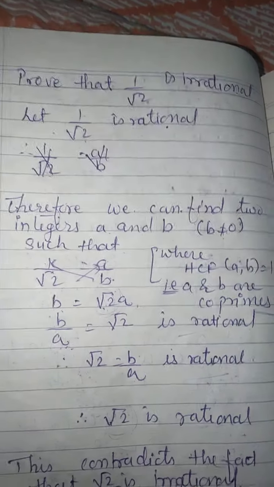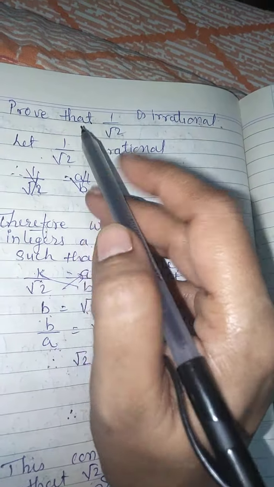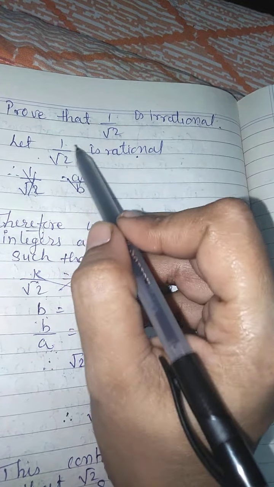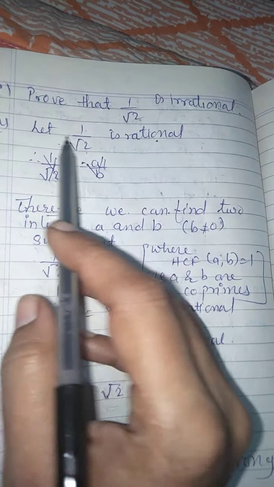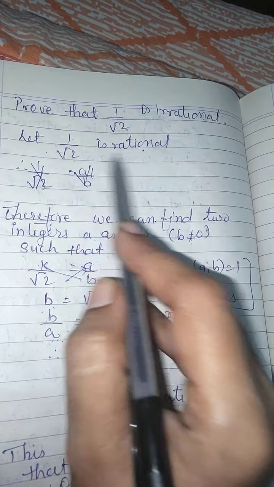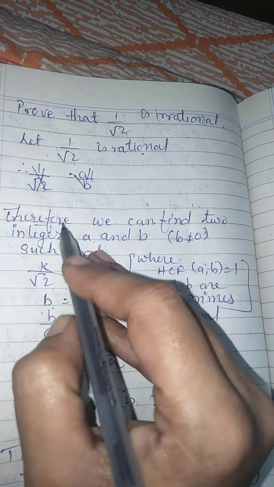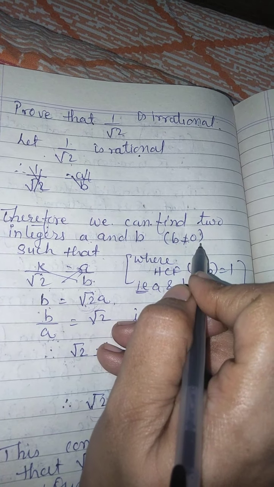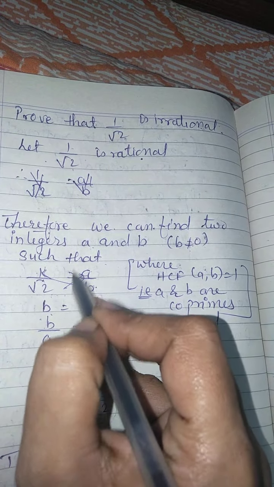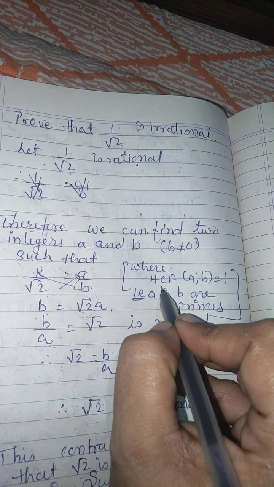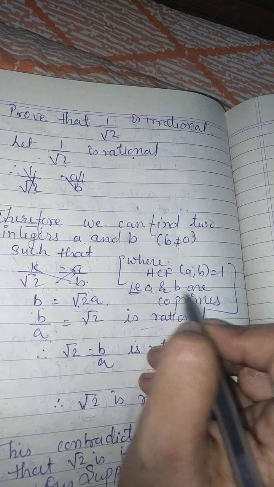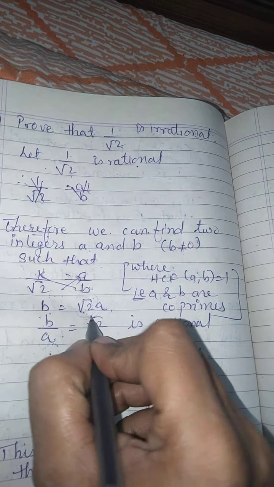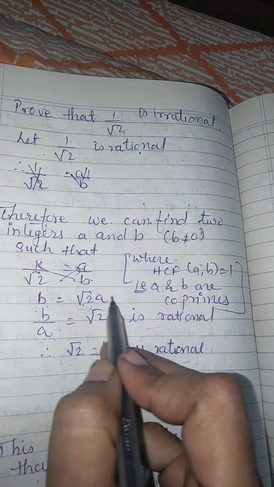Okay, let us move to example number 3, sum number 1. It is a bit different, so we will do it. Prove that 1 upon root 2 is irrational. So we will do it the same way. We will suppose that 1 upon root 2 is rational. So then we can have two integers a and b, b not equal to 0, such that 1 upon root 2 equals a upon b, where HCF of a and b is 1 and a and b are co-primes. Cross multiply: b into 1 is b, a into root 2 is root 2 a, so b equals root 2 a.